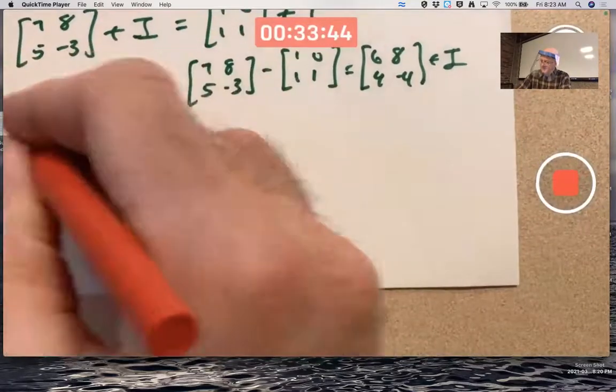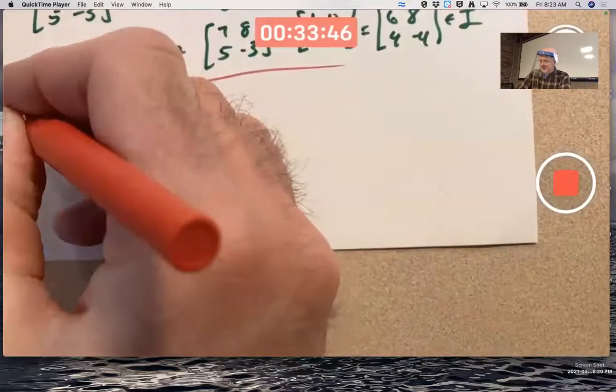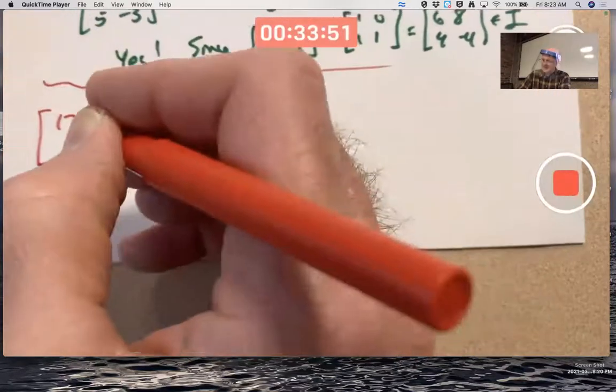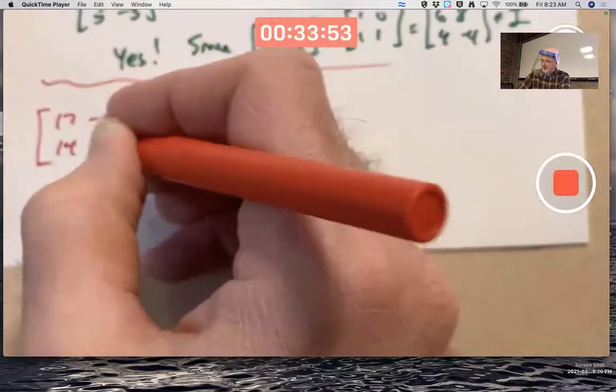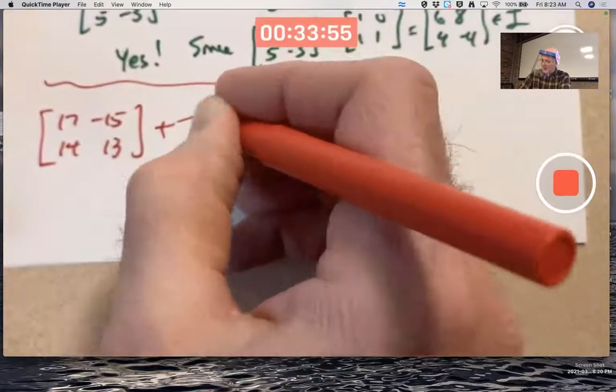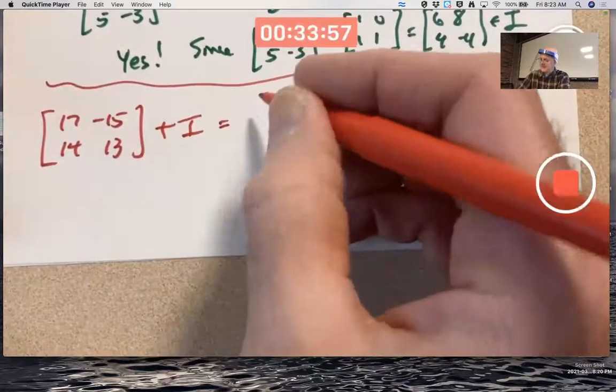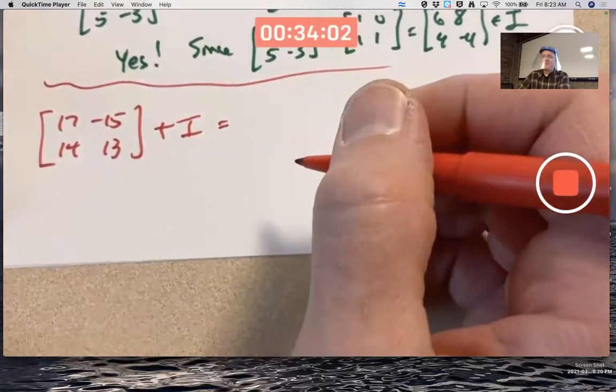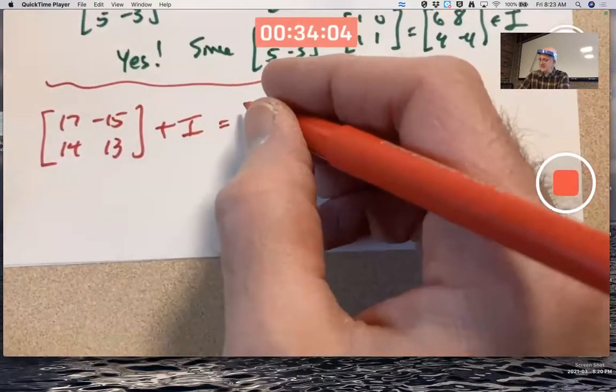Factor ring. 17, -15, 14, 13 plus I. What element of the factor ring is that? What's the simplest coset representative? Do what the book does.